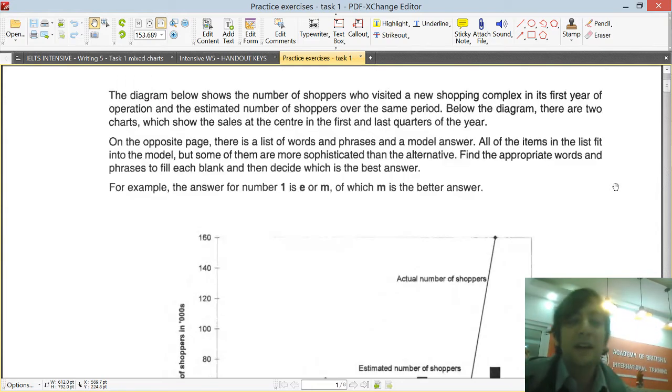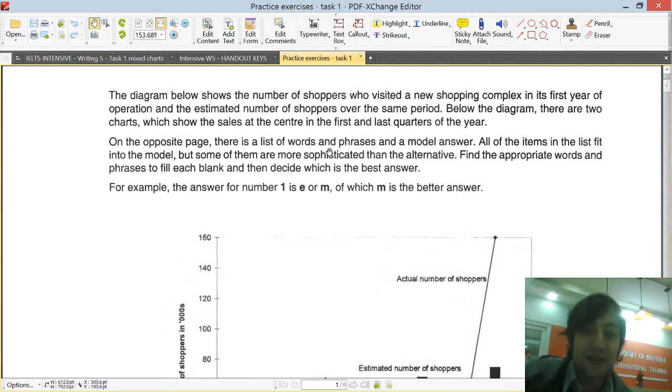So, the diagram below shows the number of shoppers who visited a new shopping complex in its first year of operation and the estimated number of shoppers over the same period. Below the diagram, there are 2 charts which show the sales at the centre in the first and last quarters of the year. On the opposite page, there is a list of words and phrases with a modal answer.